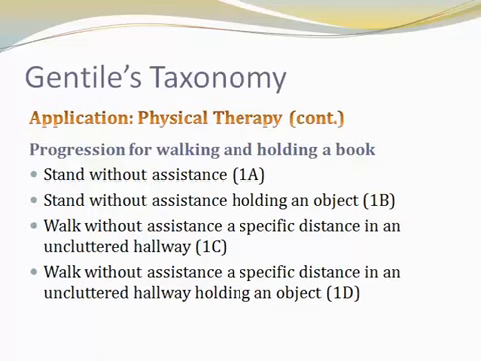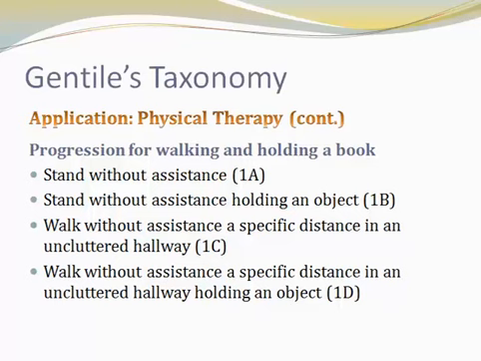So here's an example of a progression that could be used. The first step would be to mainly confirm that the individual can stand without any type of assistance, which would be category 1A. And then from there, since we ultimately want to be able to walk and hold a book at the same time, we want to see if the individual can stand without any assistance and hold an object simultaneously, which would then put the motor skill in category 1B.